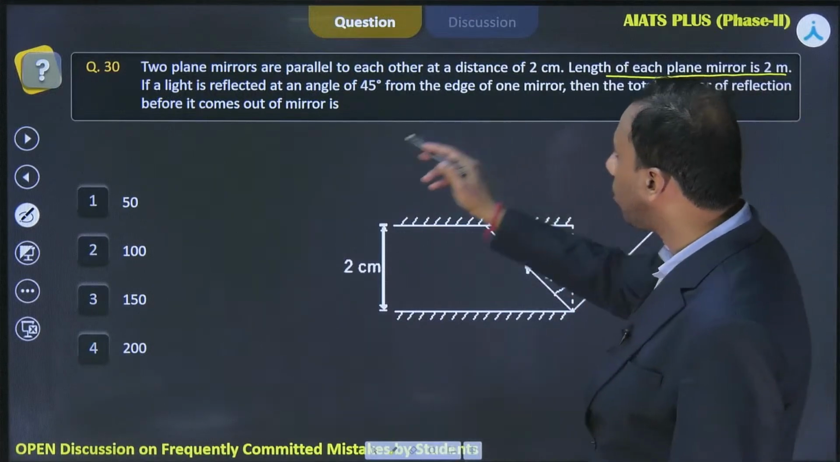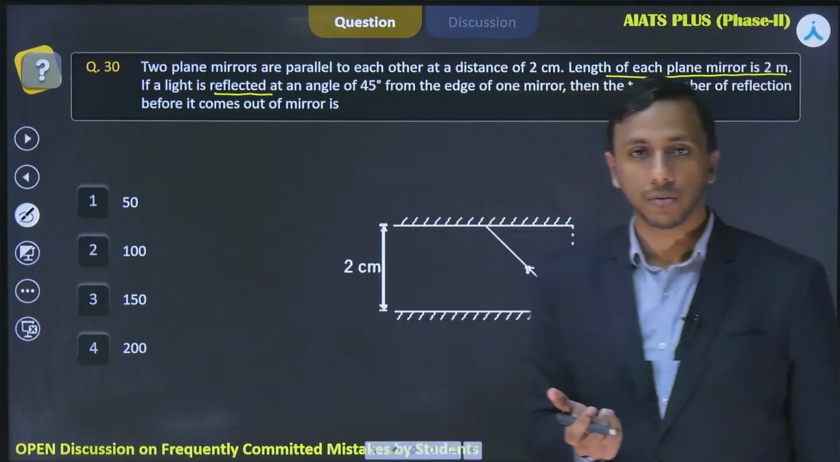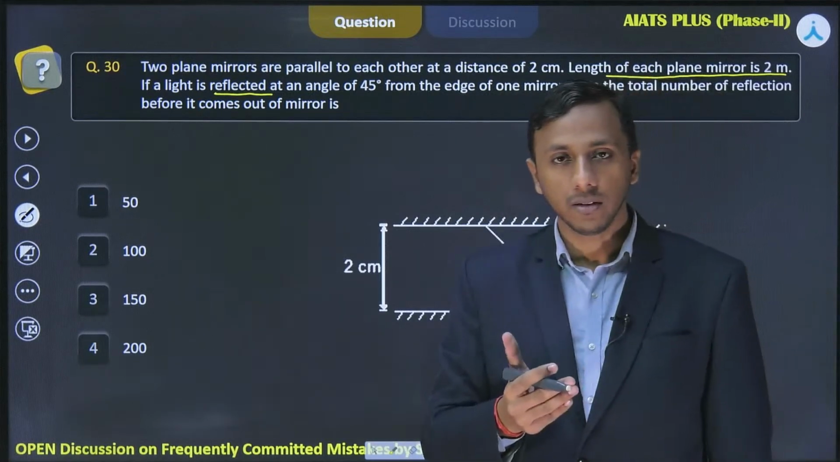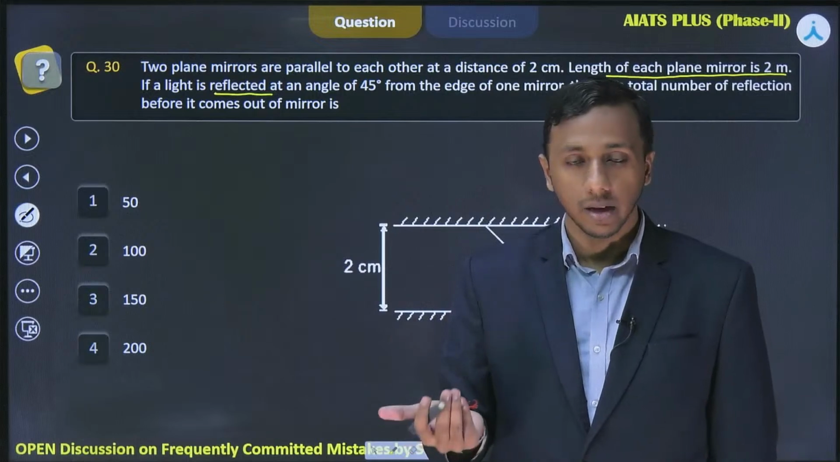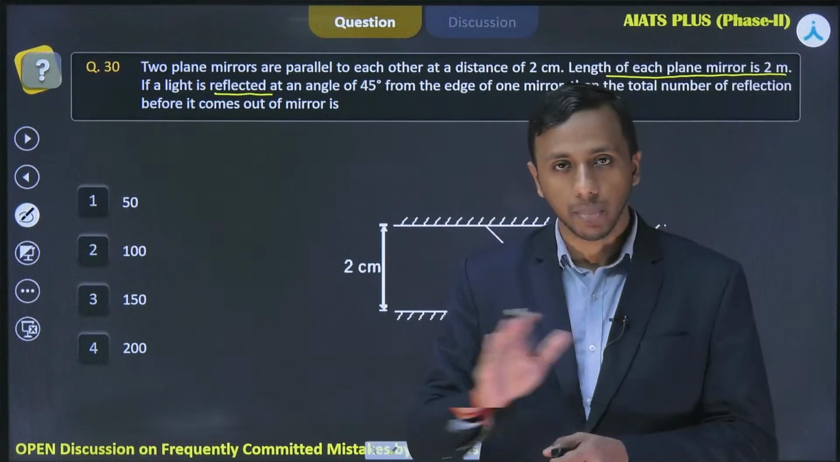So here we are talking about reflection. So you need to remember the two laws of reflection, which were the angle of incidence is equal to angle of reflection, and the incident ray, the reflected ray and the normal, they will lie on the same plane, right?